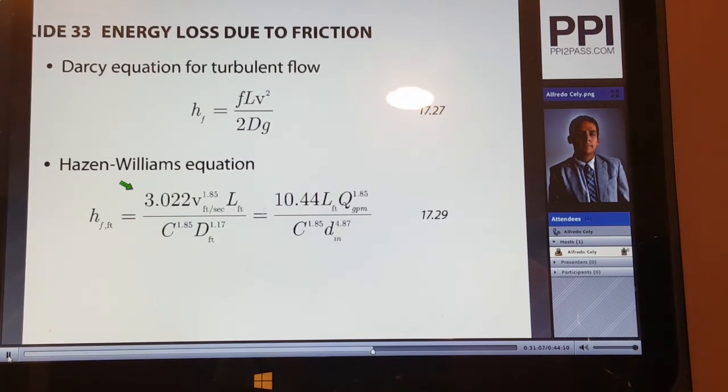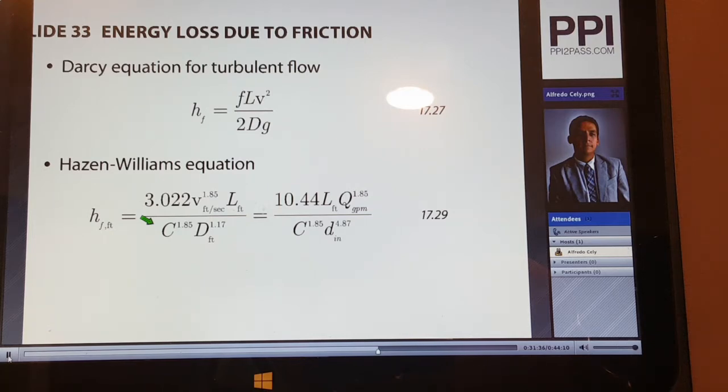Now, the Hazen-Williams equation uses something similar to the friction factor used in the Darcy equation. However, for the Hazen-Williams equation, it's called the roughness coefficient. And the roughness coefficient is entirely based on the material type. For Hazen-Williams, you don't need to use the concept of relative roughness. You simply use the material of the pipe.